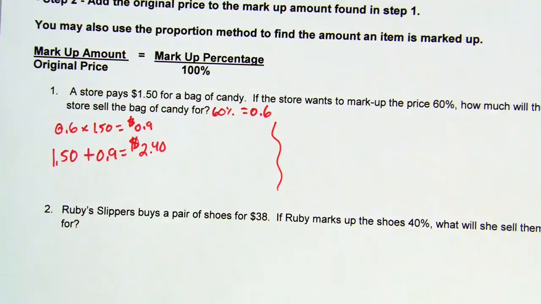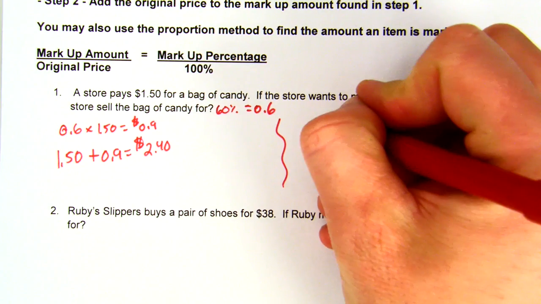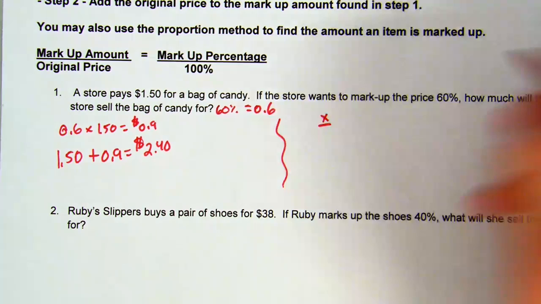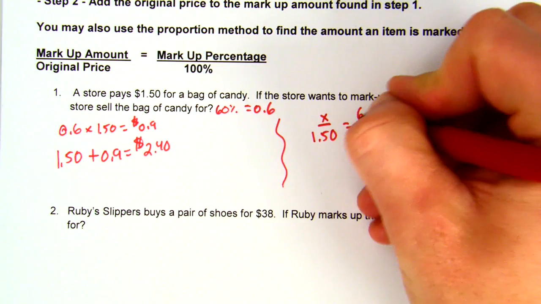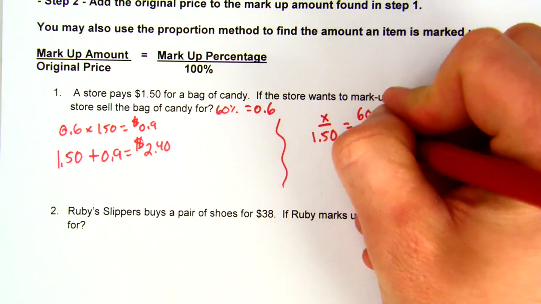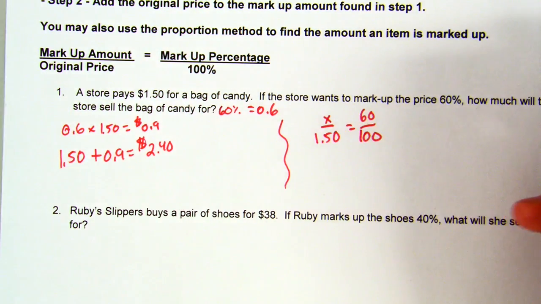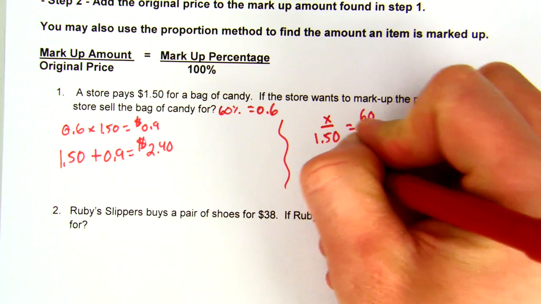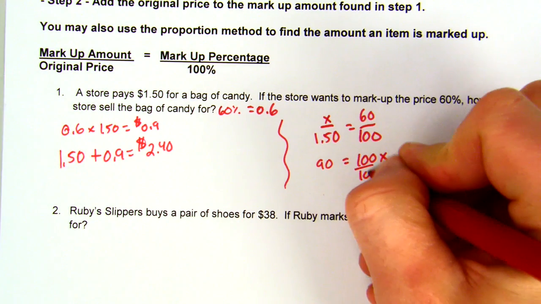Alright, the other way for me to solve this is I can use my proportion. Okay. So my markup amount, I'm not sure what it is, so that's my variable. The original price is $1.50, and that's going to equal my markup percentage of 60 over 100%, which is the original amount. Cross multiply, and I get 90 is equal to 100x. Divide by 100 on both sides.